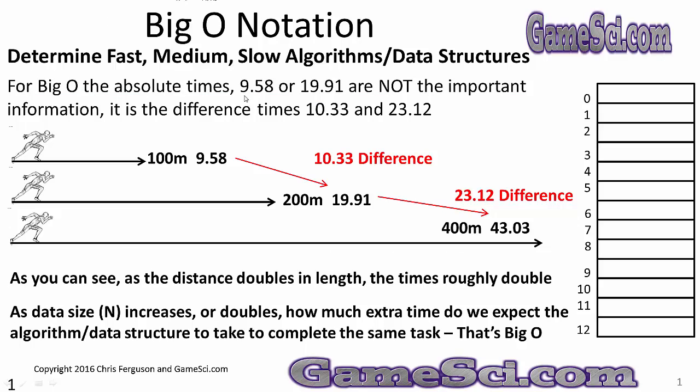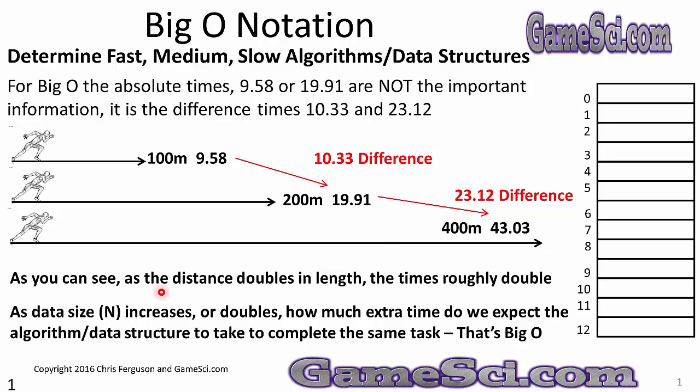For Big O, the absolute times, the 9.58 and the 19.91, are not the important information. What's important is the difference times, the 10.33 and the 23.12. The difference between 100 meters and 200 meters is 10.33 seconds. That's how much longer it takes to run the distance if I expand from 100 meters to 200 meters. The difference between 200 meters and 400 meters is 23.12 seconds. That's how much longer it takes when I expand the distance from 200 meters to 400 meters.